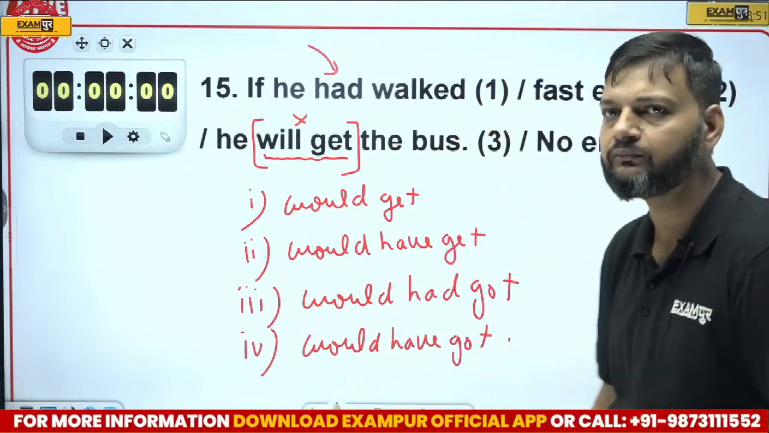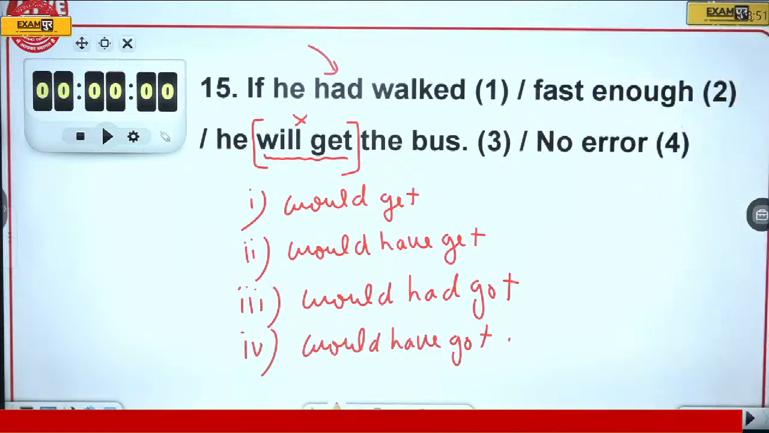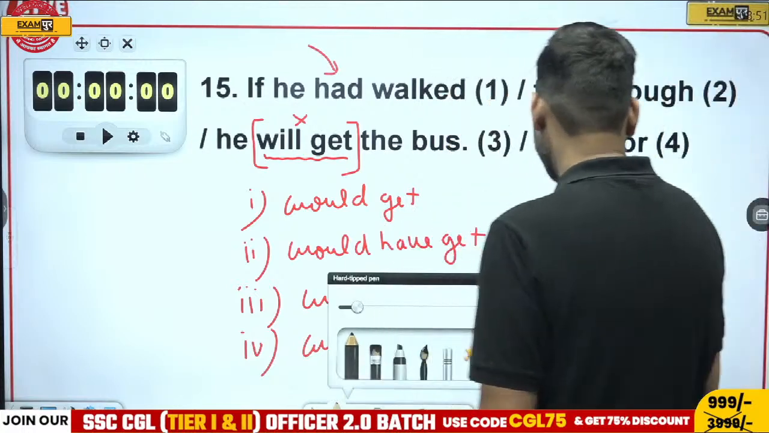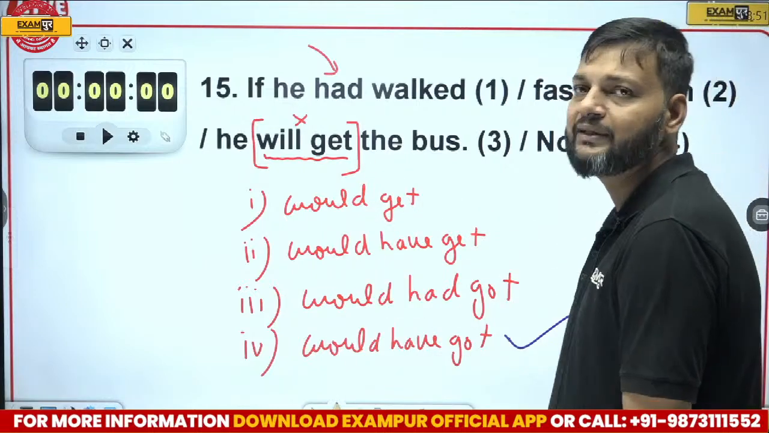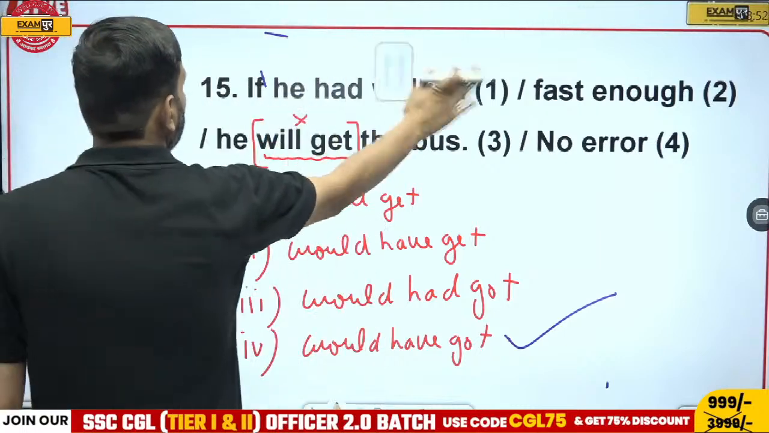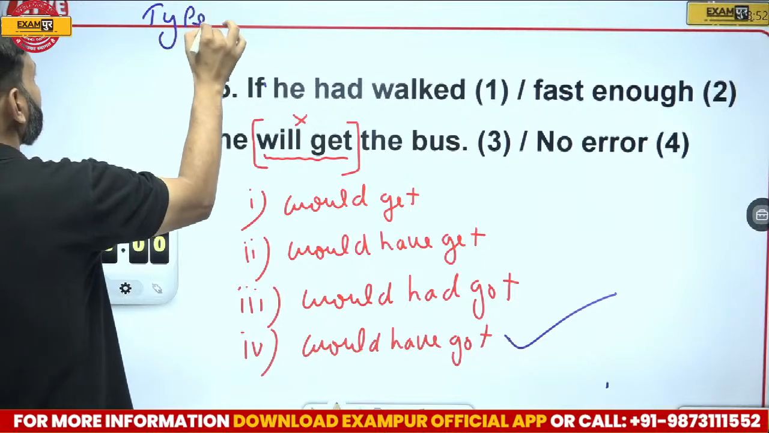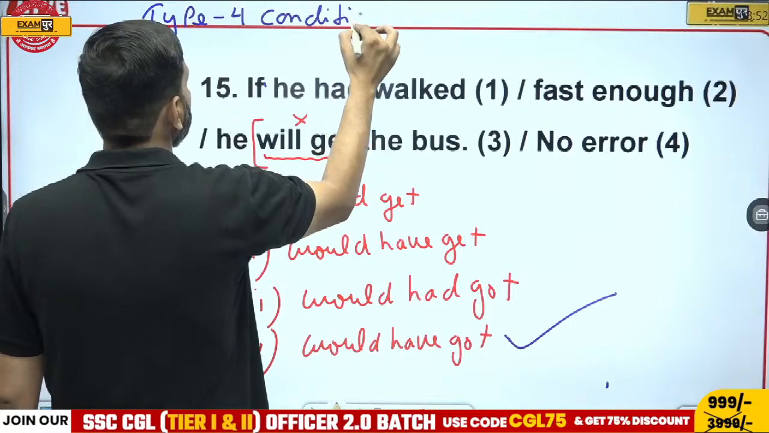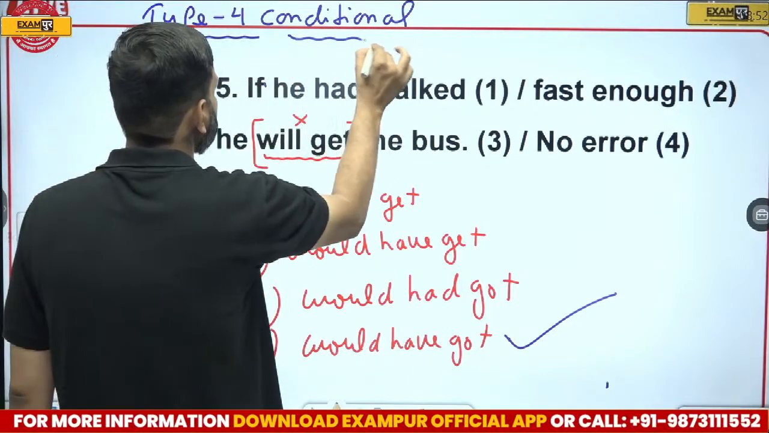Okay, yes, Dimpy, would have got. You are absolutely right. The answer here is would have got. Will get will be replaced by would have got because this is a type 4 conditional.